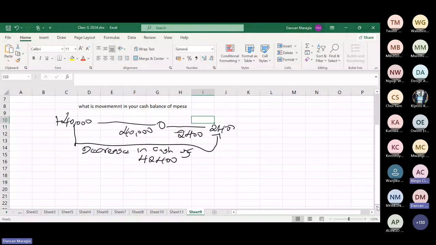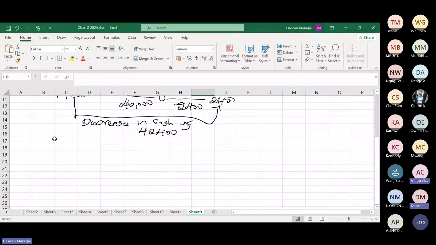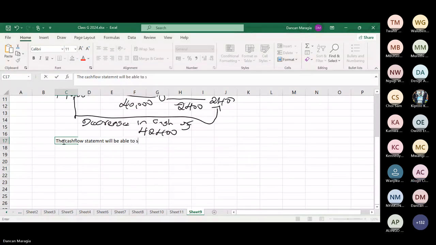Now, the cash flow statement will be able to show us a detailed breakdown of how the movement occurred, by showing what came in and what went out: the inflows, which we call the cash receipts, and the outflows.